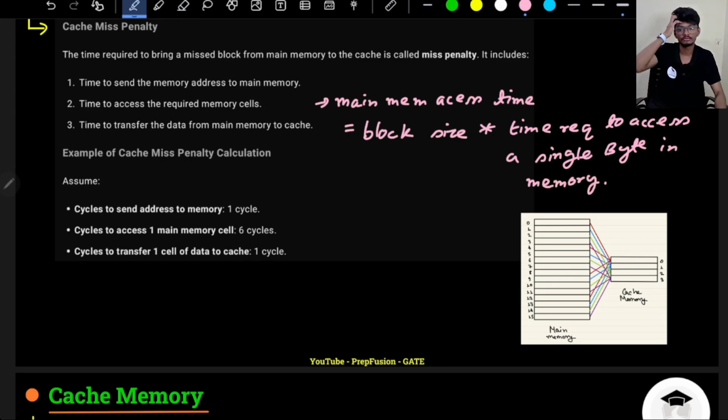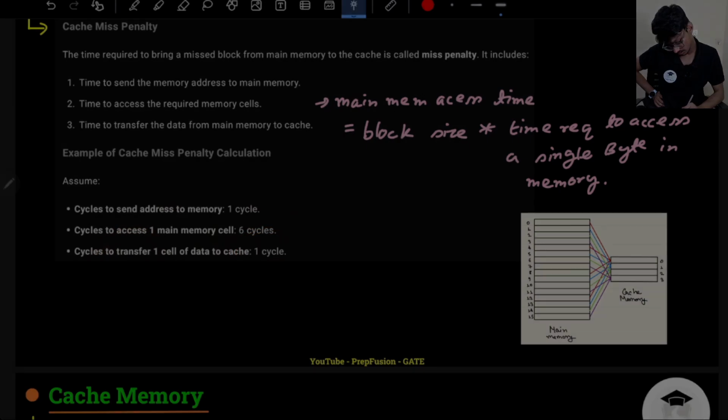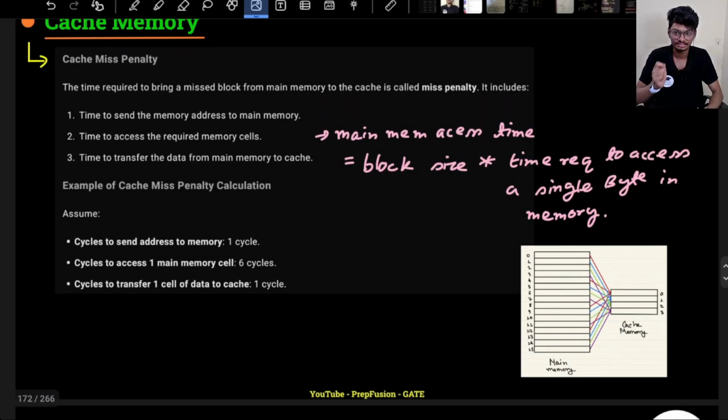Okay, so an example: let's say it takes one CPU cycle to send the address to the memory. It takes 6 cycles to access one main memory cell. If the block size has 4 main memory cells, it will take me 6 into 4 cycles. And the transfer time to transfer one cell of data is 1 cycle. Now let's understand this with an example.